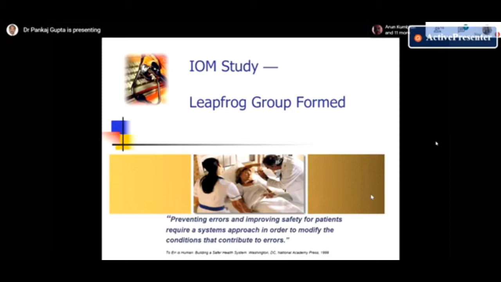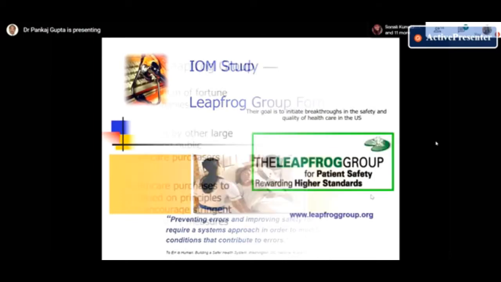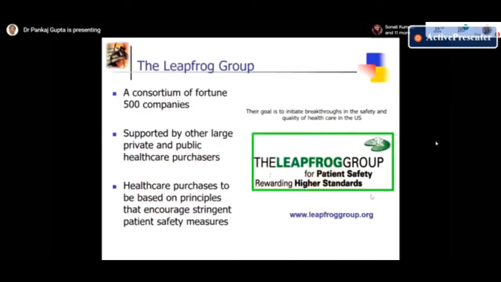So you have those large behemoths in the US, and that is the reason they all got together and said, we need to do something for patient safety. There are no standards. And I'm talking about way back, I think it was in 2000 when it happened. And by about 2003, this was well established. So that's the Leapfrog Group logo.